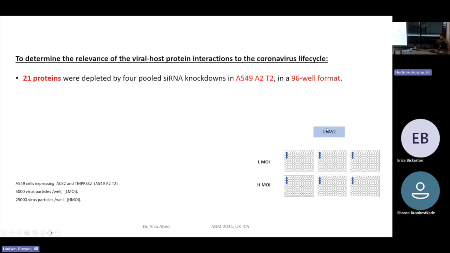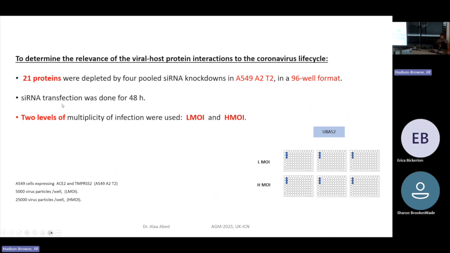I use this diagram as an example, with the UBA52 protein. The siRNA transfection was done for 48 hours. Two levels of multiplicity of infection were used, low MOI and high MOI. Three independent experiments and 3 technical repeats were done. For example, with the UBA52 protein, each plate represents one experiment. So at the low MOI level, we have 3 different experiments, and each experiment has 3 technical repeats. In total, for the UBA52 protein, we have 6 different experiments, 3 low and 3 high MOI.